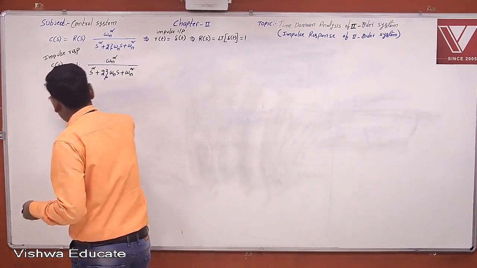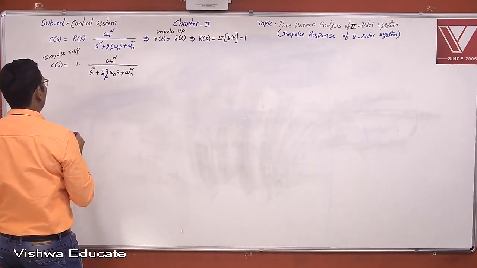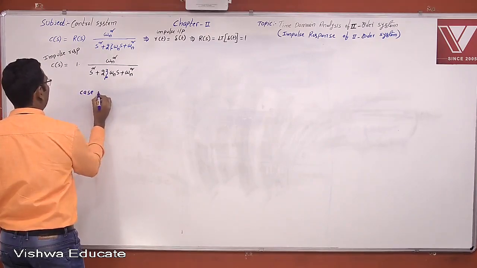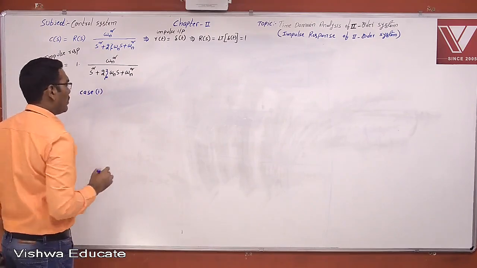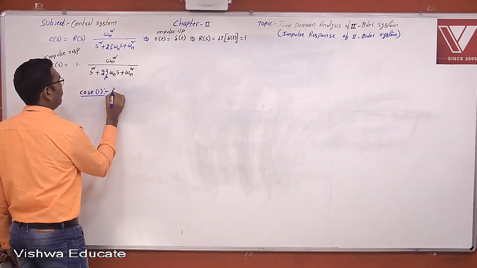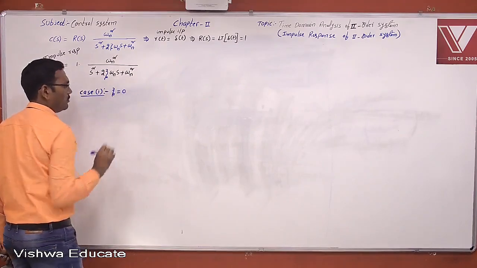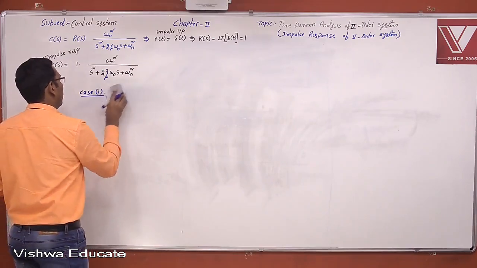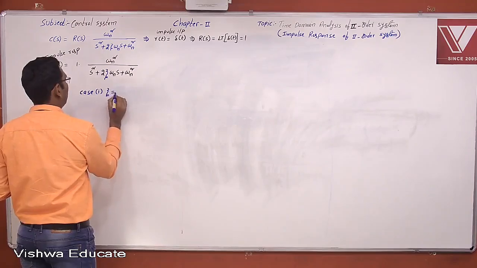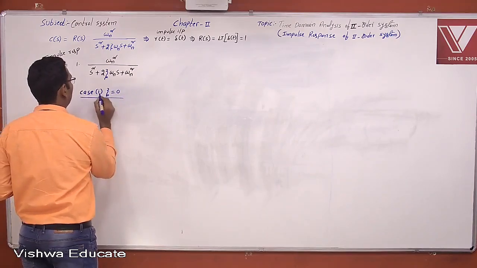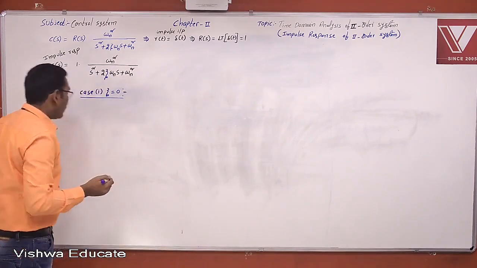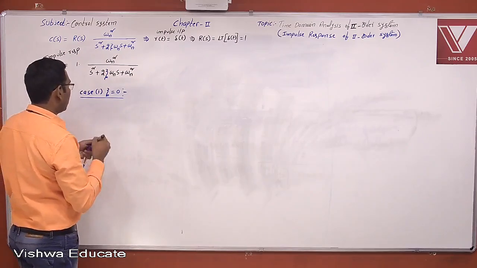Now we'll start with case 1. This is in frequency domain, I want it in time domain. Now what is case 1? Case 1 is when the damping factor zeta equals 0. When the damping factor zeta equals 0, what happened? What is the impulse response?